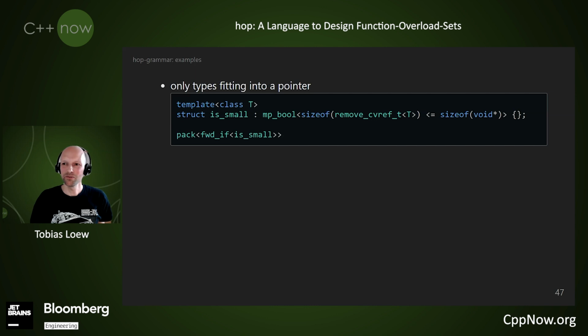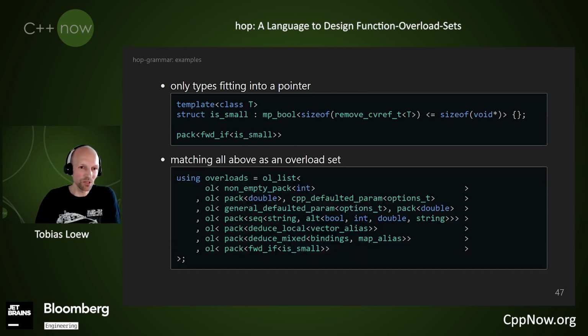Finally, we have here a pack of small types. Here we have a forwarding if, which means, okay, we match any type, but it has to be small. So the condition is we want our type to fit inside of a pointer, and we can also do a pack of it. And of course, we can do an overload on all the types we just have seen.